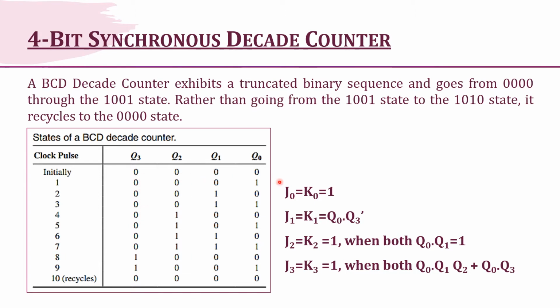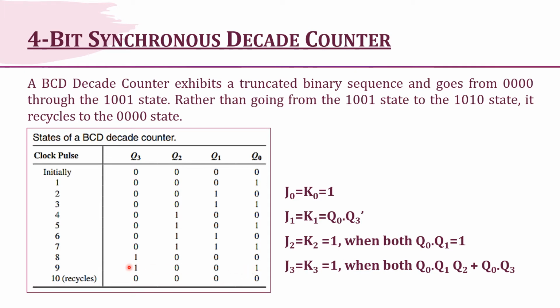When we look into the state table, we can see that Q0 will toggle on every clock pulse. So to make flip-flop 0 be in toggle mode on every clock pulse, we need to connect the J and K terminals of F0 to logic 1. Now let's look into Q1. We can see that Q1 toggles when Q0 is equal to 1. But at the ninth clock pulse, when Q0 is 1, Q1 is not changing its state.